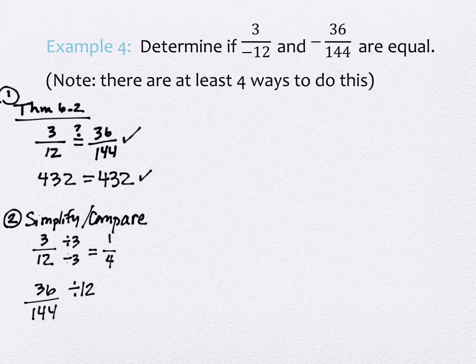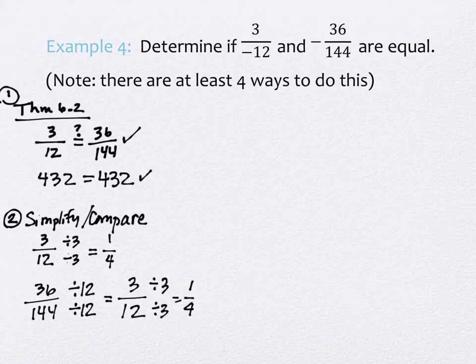Most of your kids will have learned their multiplication facts, if they remember them, through 12s. Seems to be the going number these days. So 12 is a reasonable thing for them to potentially know. These numbers are both divisible by 12. So 36 divided by 12 is 3, and 144 divided by 12 is 12. And then 3 and 12 will both divide by 3, which we just did a minute ago. So we know that those are going to give us 1/4. So these two are equal, and it checks. So the original ones were equal as well.